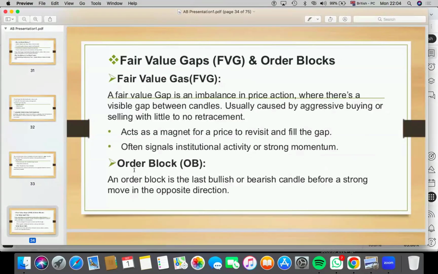Okay, so now you say an order block is the last bullish or bearish candle before a strong move in the opposite direction. Read it clearly. An order block, an OB, is the last bullish or bearish candle before a strong move in the opposite direction. So we know that if it's in a bullish direction, it is the last bearish candle.